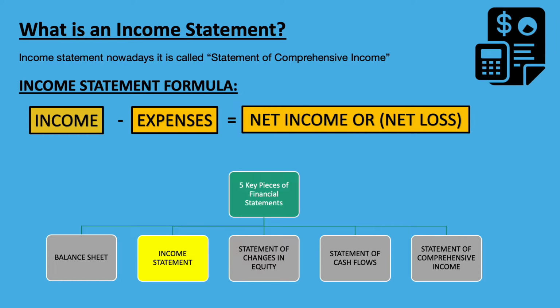So the income statement formula involves the two types of accounts, which is income and expenses. So it is very simple. Income minus expenses equals profit or loss.